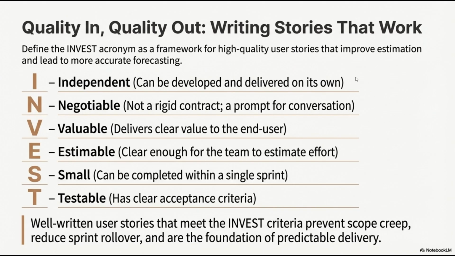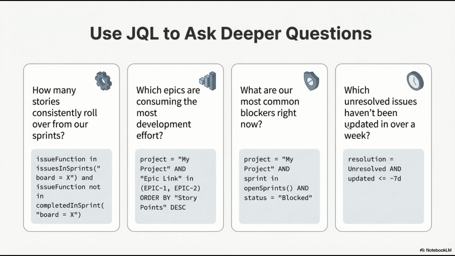Independent, where it can be developed and delivered on its own. Then the part where it is negotiable, or it could turn into a contract which is negotiable, and then estimable, where you can estimate the effort, and it should be small. It should have clear acceptance criteria, or you could say a definition of done.